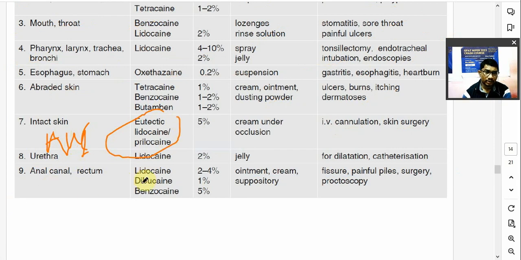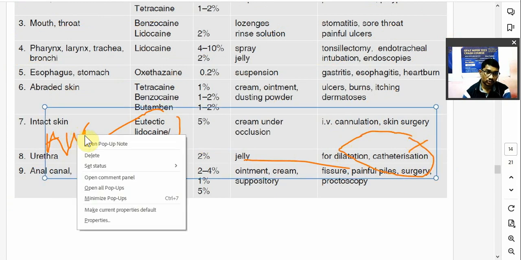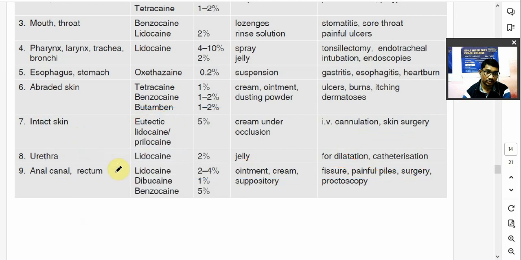Urethra: lidocaine is used in the urethra in the form of jelly for dilatation and catheterization. If you want to insert a Foley's catheter for a bedridden patient, lidocaine is used. For the anal canal and rectum, if there are piles, lidocaine, dibucaine and benzocaine are used for painful piles, surgery and proctoscopy.